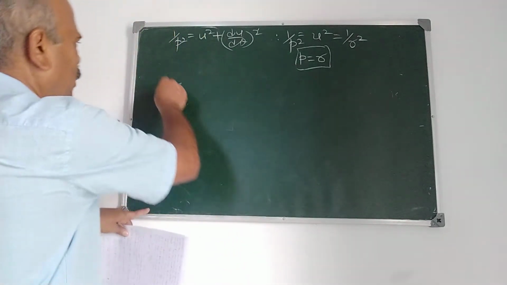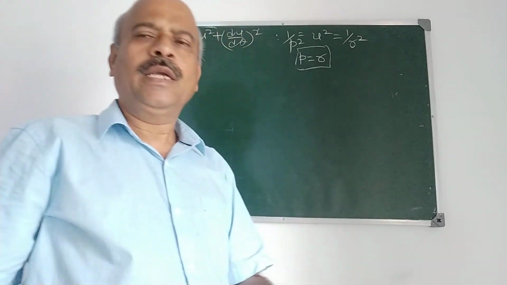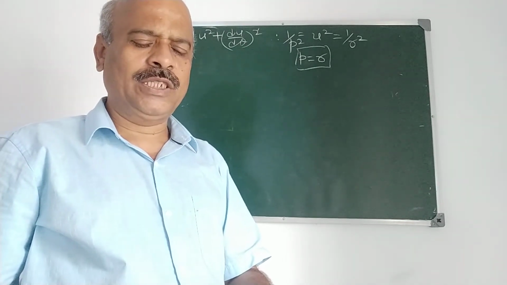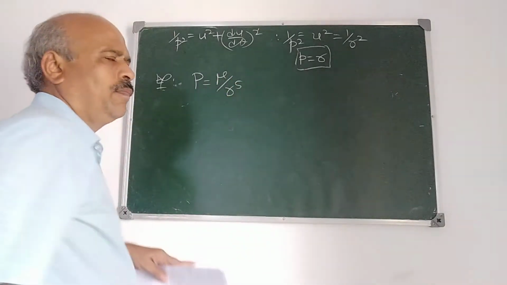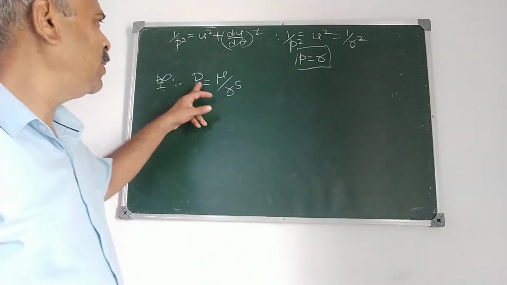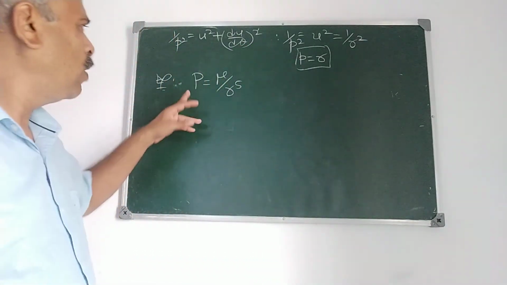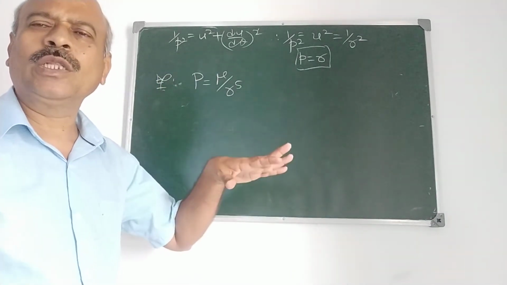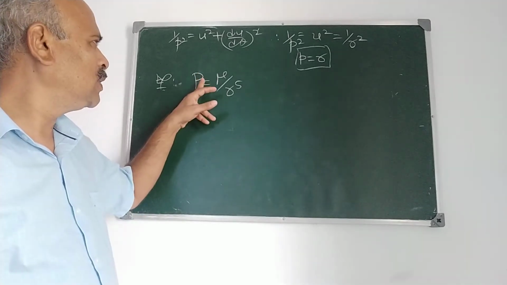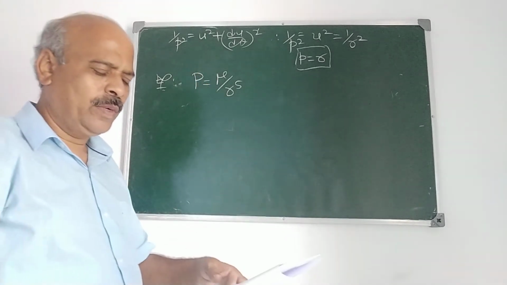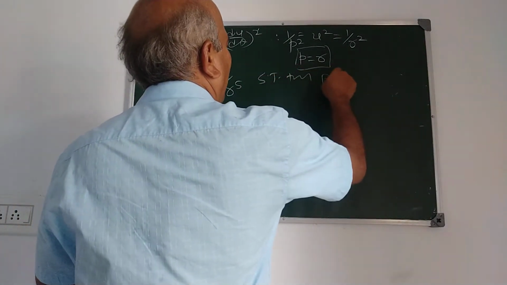Now I consider one or two examples here. The example is like this, I dictate. If the law of force is P is equal to mu by R raised to 5. Sometimes the law of force is taken as P, but throughout this topic we have used the law of force as F. Some authors may take the law of force as P. Here the law of force is taken as P. P is mu by R raised to 5. Show that the path is a circle.